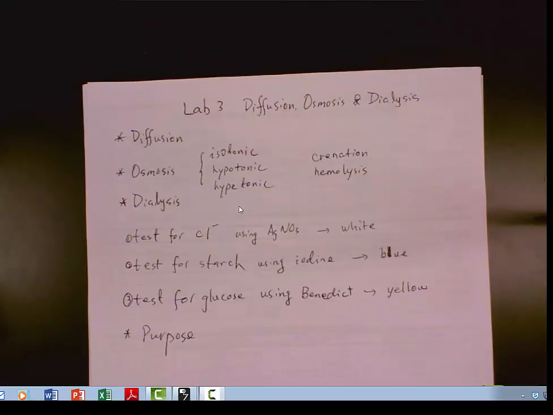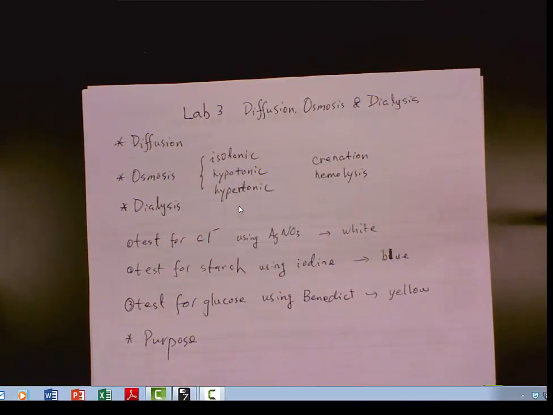There are three concepts under osmosis: isotonic solution, hypotonic solution, and hypertonic solution. Osmosis is the process in which water moves from high concentration to lower concentration through a semi-permeable membrane. There are three concepts under osmosis.